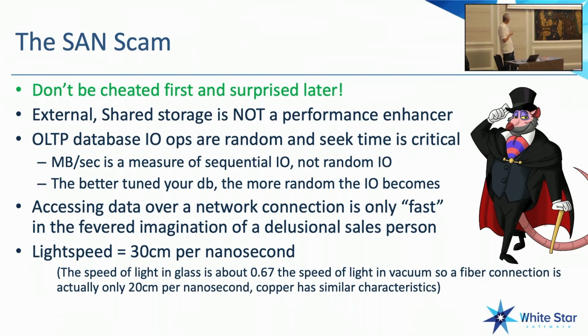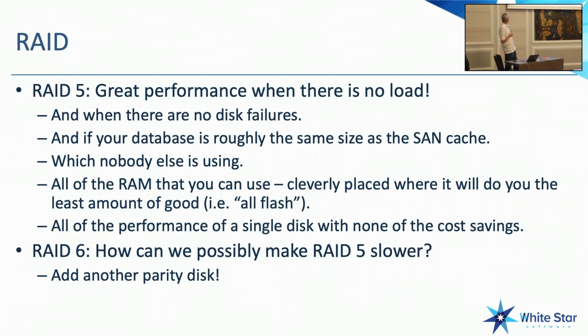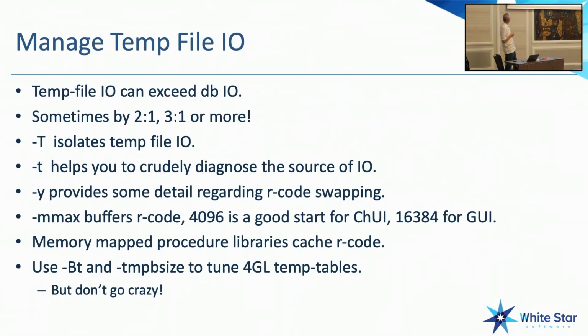This is the key thing, the speed of light. It's only 30 centimeters per nanosecond. So the further away that SAN is from your CPUs, the slower it's going to be. And oh, by the way, the speed of light in glass is only about 2/3 of the speed of light in vacuum. So it's even worse. Okay, RAID 5, yeah. Okay.